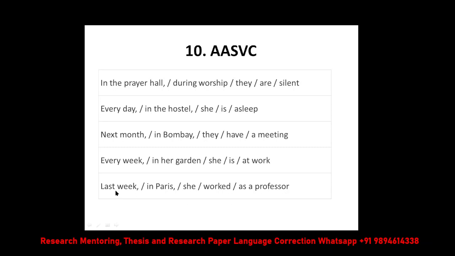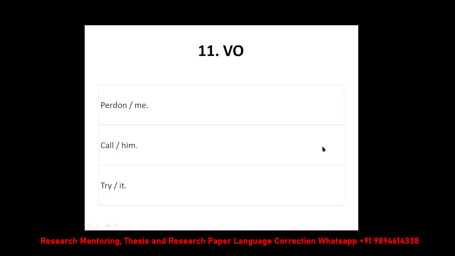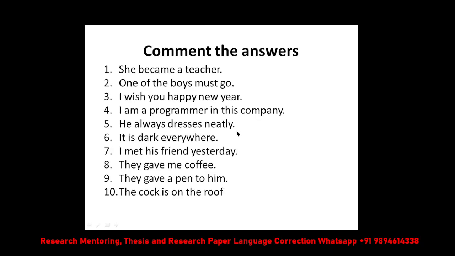Last week, adjunct. In Paris, adjunct. She, subject, worked, verb, as a professor is complement. Every week in her garden, she is at work. Every week, adjunct. In her garden, adjunct. She, subject, is, verb, and at work becomes complement. Correct? The 11th one you can write with only verb and object. Without subject also you can write, pardon me, command, try it. This is verb and object.